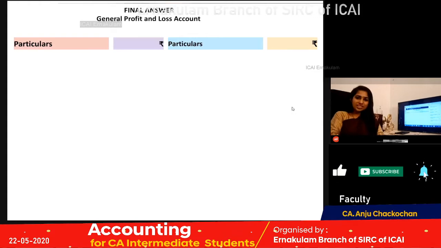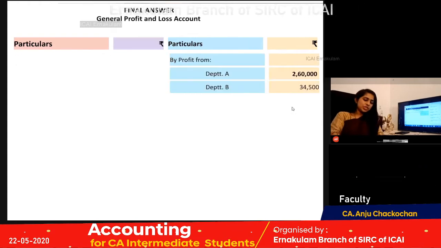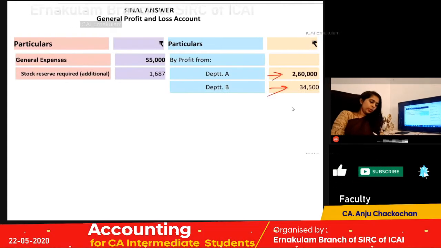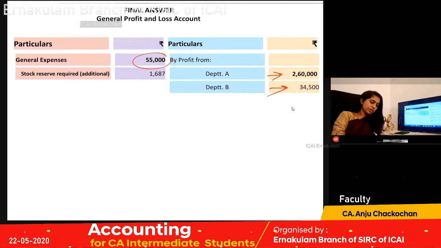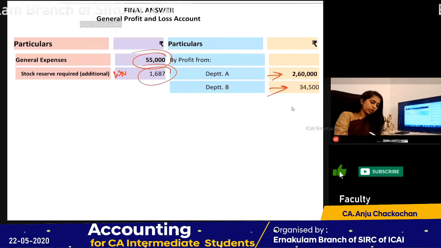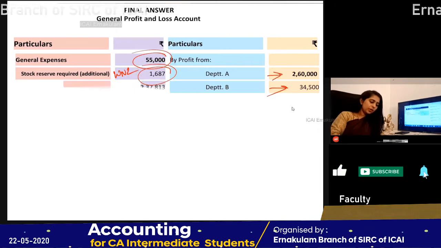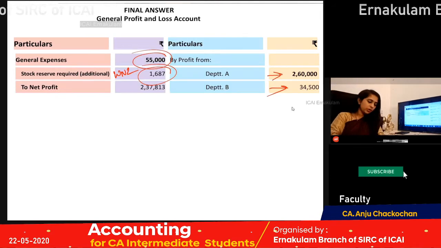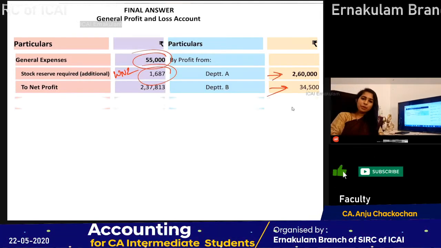Okay, so now let's check the final answers. So we have the final profit as 2,60,000 and 34,500. We have the general expense as 55,000. We have the stock reserve as 1687, which was from working note number 2. And then we have the final net profit as 2,37,813. Good going, students. You have finally come up with the correct answer.